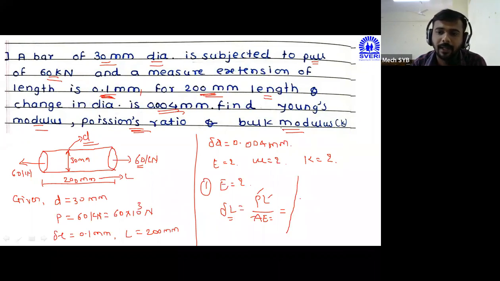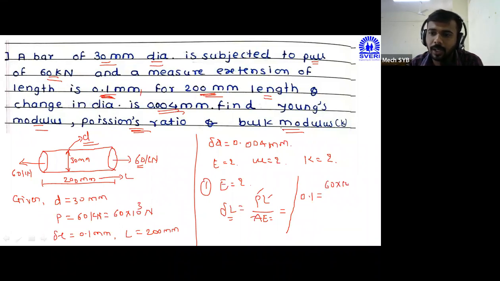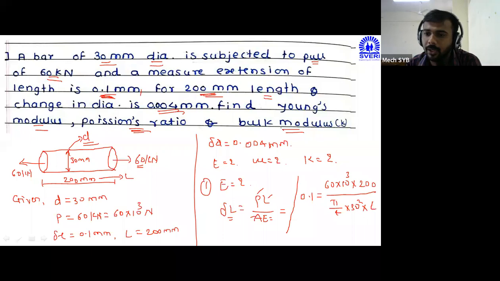Therefore, what I will write, delta L is equal to 0.1 is equal to P, 60 into 10 raised to 3, into length 200, divided by area pi by 4 into diameter 30 square, into capital E. Tell me the value of capital E. Very simple.